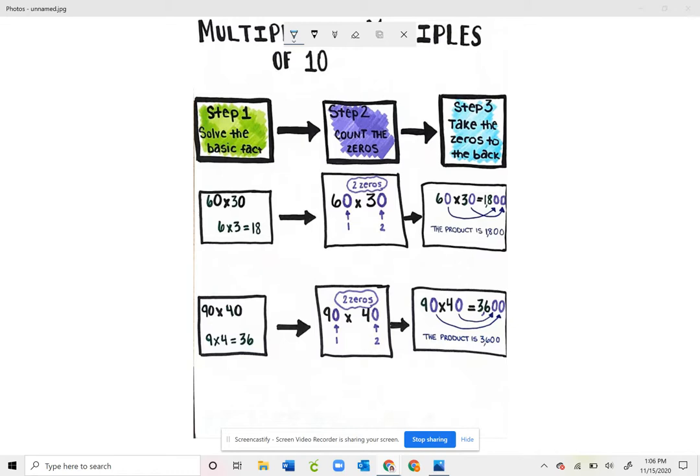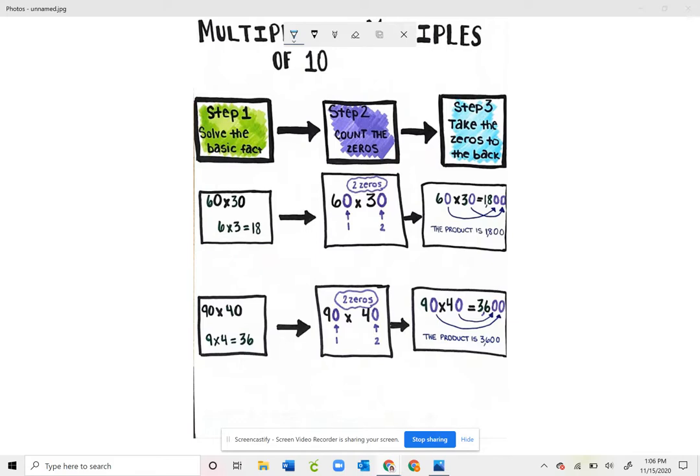Let's look at my next example. 90 times 40. My basic fact is going to be 9 times 4. 9 times 4 equals 36. So I solve that. I count my zeros. I have 1 zero right here in my 90 and a second zero right here in my 40. So that means I'm going to be adding 2 zeros onto the back of my number. So the product, the answer to the multiplication equation, would be 3,600.